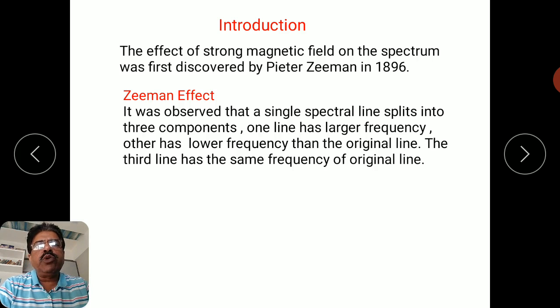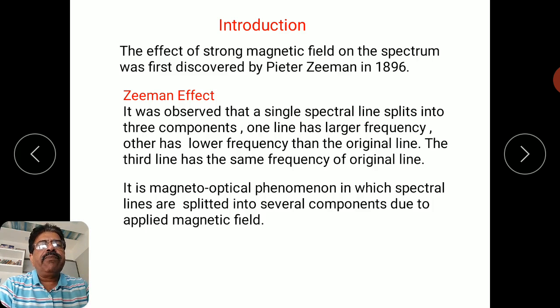For example, suppose d lambda is the wavelength difference between the original line and the two components, then it is the same for both lines. Or suppose d nu is the frequency difference between the original line and the two observed lines, then it is the same for both lines. So that is how one can say that they are symmetrically spaced from the original line.